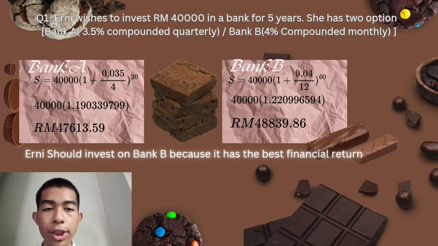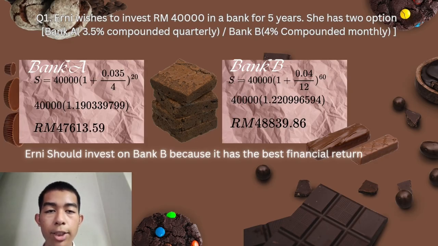For this question, we will use the future value formula, that is S equal to P in brackets 1 plus i, closing bracket power of n. For Bank A, we will just transfer the information to the formula. S equal to 40,000 in brackets 1 plus 0.035 divided by 4, closing bracket power of 20. After we calculate it, we will get RM 47,630 and 59 cents.